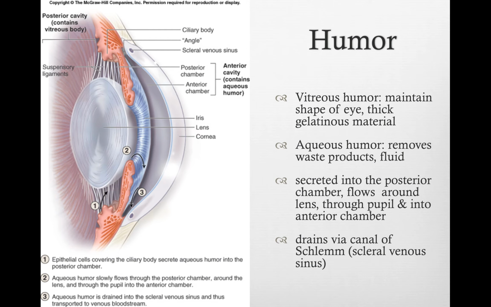Now the humors. I'm going to talk about these two because they are different. The vitreous humor is very thick. It's very gelatinous. It's there to help the eye maintain its shape. And that again is seen in the posterior cavity. The aqueous humor, however, this is aqua, water, fluid. So it's very much the same consistency of water. And this is meant to flush waste products and remove them from the eye. It's very fluid as a result.